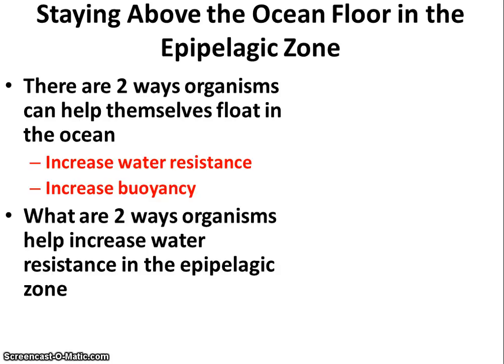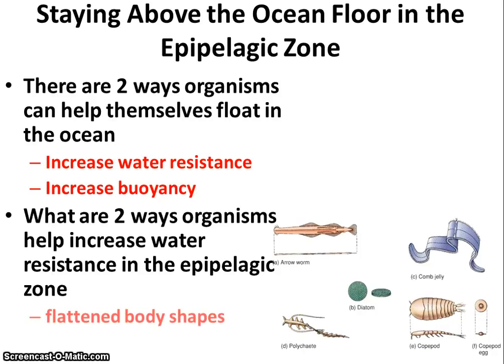First, we'll talk about water resistance. In terms of water resistance, there's two ways in order to make yourself sink slower. You can have a flattened body shape, like all of these organisms, basically turning your body into a piece of paper that's going to float more softly down to the bottom when you stop swimming.